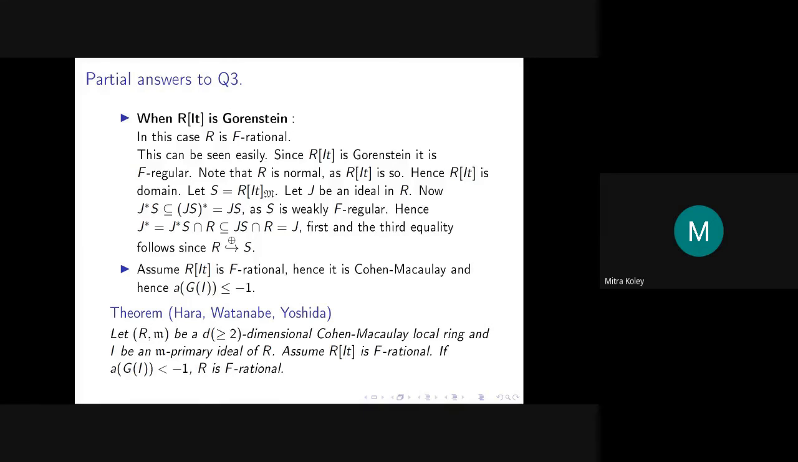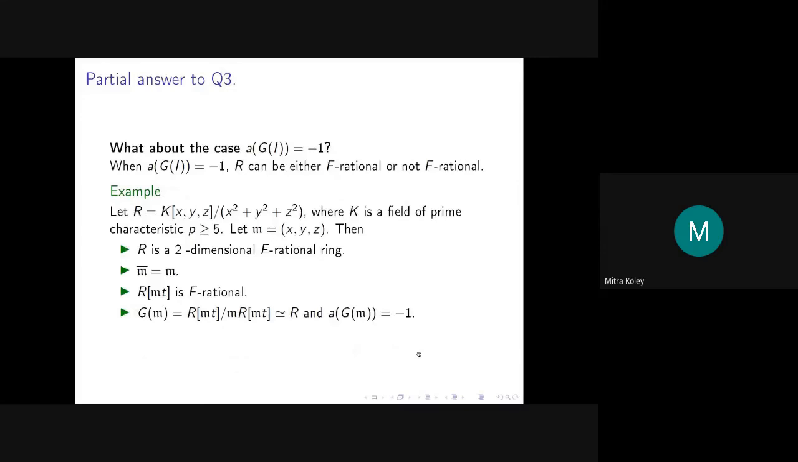But then what about the case when the a-invariant is -1? So when the a-invariant is -1 and the Rees algebra is F-rational, then the base ring could be either F-rational or not F-rational. So we'll see two examples.